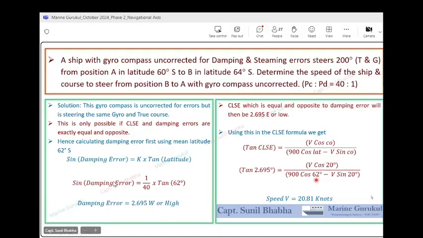900 cos latitude. Latitude is the mean latitude between 60 and 64, that comes to 62 degrees, minus V sin course. Course is 20 degrees. So when we put all these values in the formula, the only unknown here is the speed of the ship, and we get the speed of the ship as 20.81 knots.